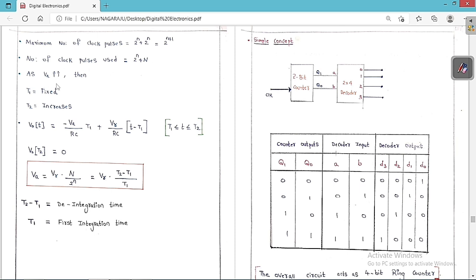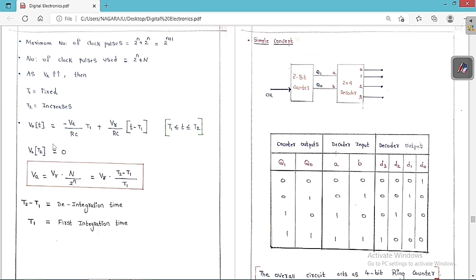See, as VA increases, I already told you the peak value increases, so T1 is fixed and the peak is going to increase. So what is the output voltage expression whenever t is less than T1? I already told you it is minus VA by RC into t. Whereas for t lying between T1 and T2, the output voltage expression is minus VA by RC into T1 plus VR by RC into (t minus T1). I already told you at T2, the output voltage is equal to 0.